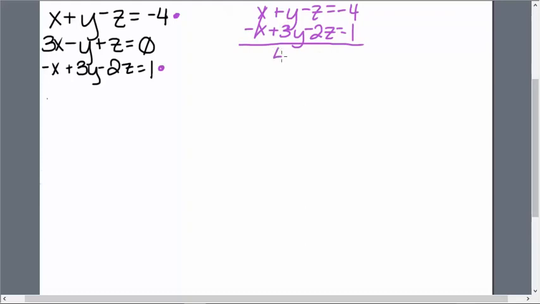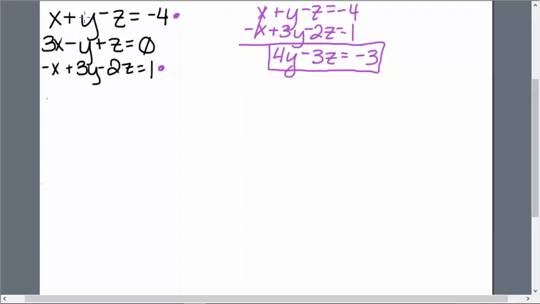So y plus 3y gives me 4y. Negative z minus 2z is minus 3z. And then negative 4 plus 1 is negative 3. So I have eliminated x. Now what I'm going to do is hold on to that, because I need to come back to my original three equations, and I need to eliminate x again.